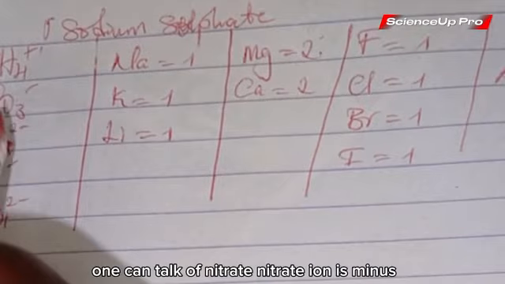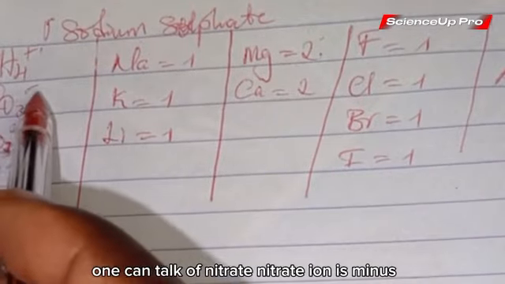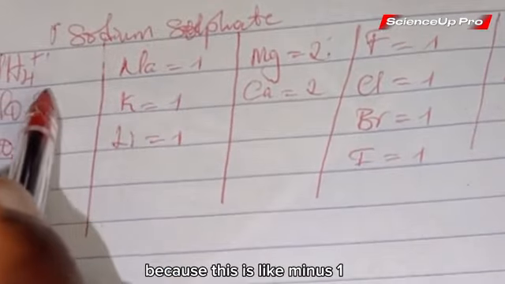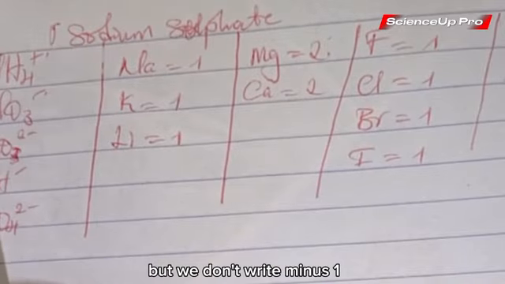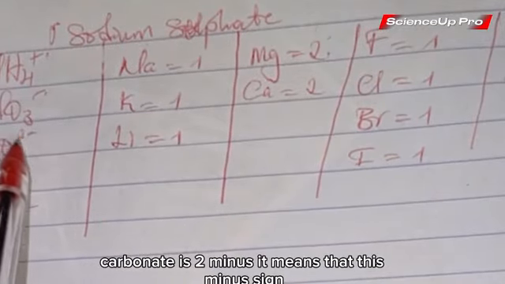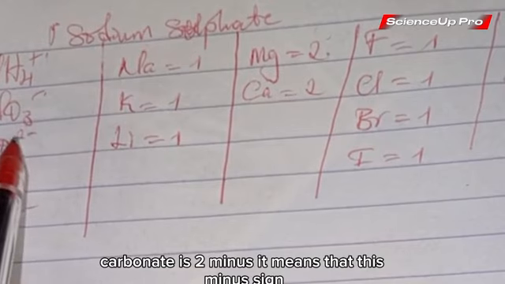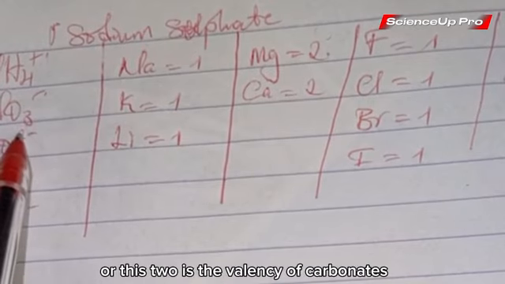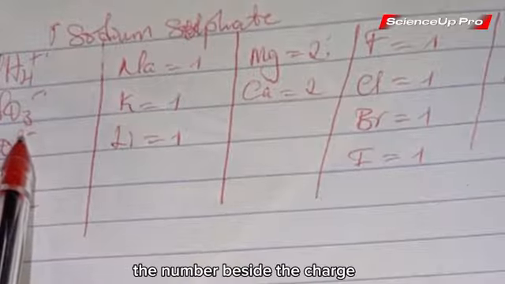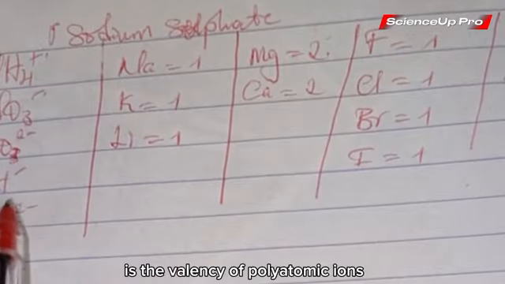You can talk of nitrate. Nitrate ion is minus. It means nitrate has a valency of 1 because this is like minus 1, but we don't write minus 1. We write only minus. And coming to carbonate, carbonate is 2 minus. It means that this 2 is the valency of carbonate. The number beside the charge is the valency of polyatomic ions.